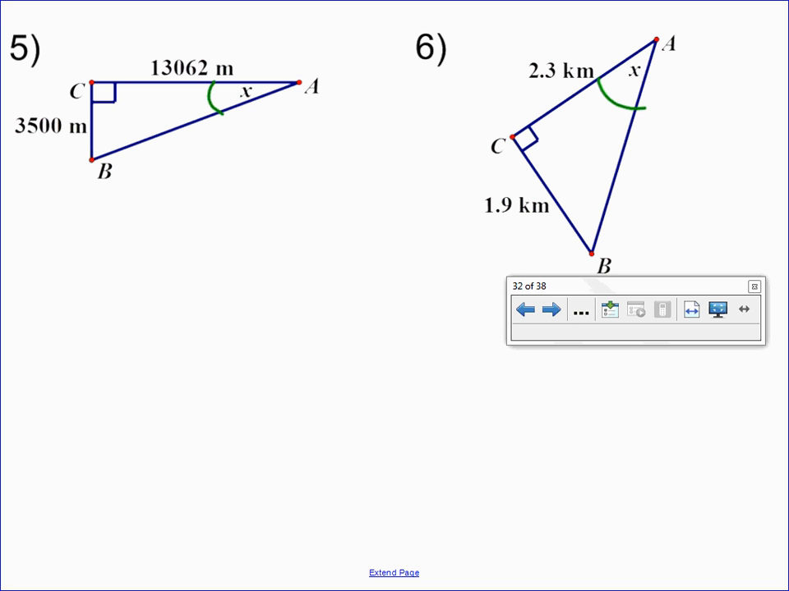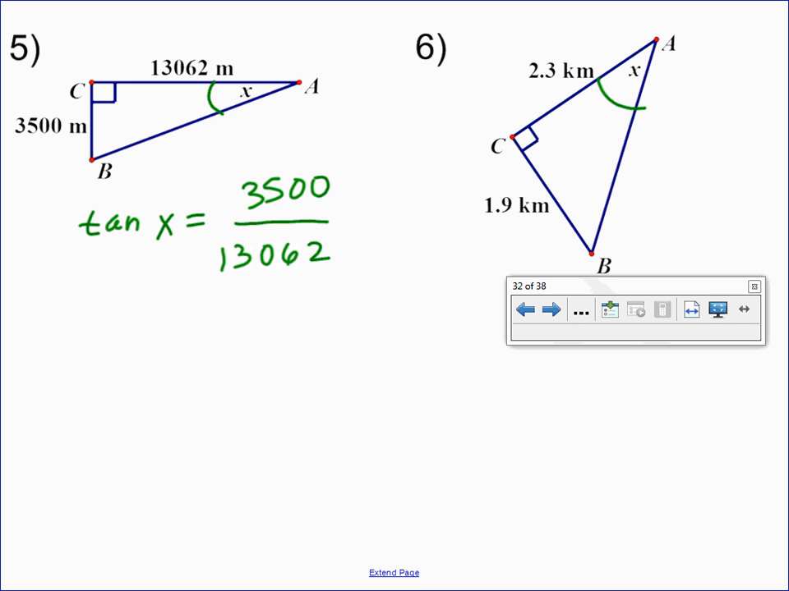Megan S? Tangent of x equals 3,500 over 13,062. Raise your hand if you have the same equation as Megan. Tangent of x equals 3,500 over 13,062. Way to go, you guys.